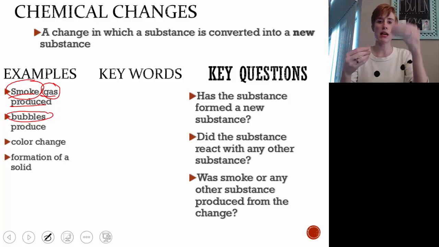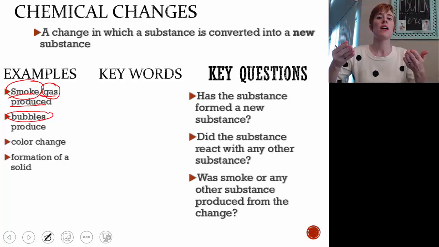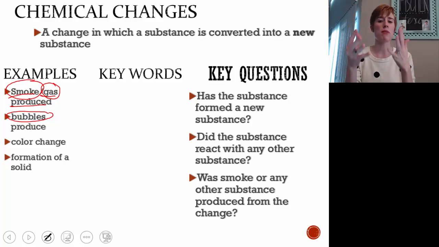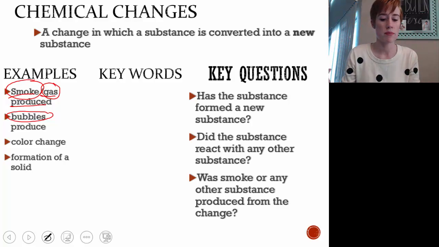For example, if you take baking soda and vinegar and mix them together, they produce a bunch of gas that comes out in bubbles, but that gas is not baking soda and vinegar vaporizing, it's actually a new substance called carbon dioxide. So if I'm producing a new type of gas through bubbles, then that's a chemical change.